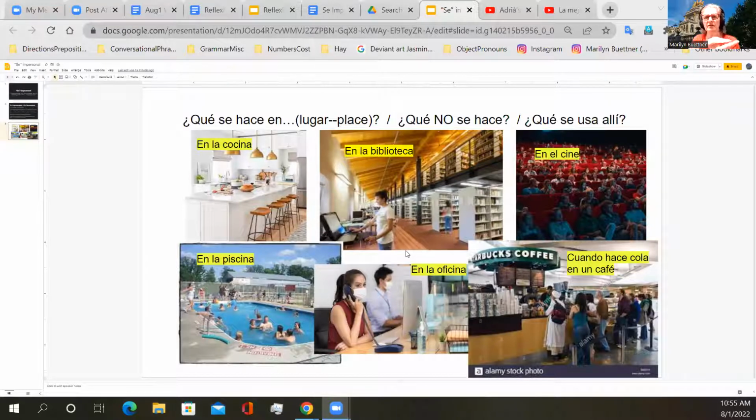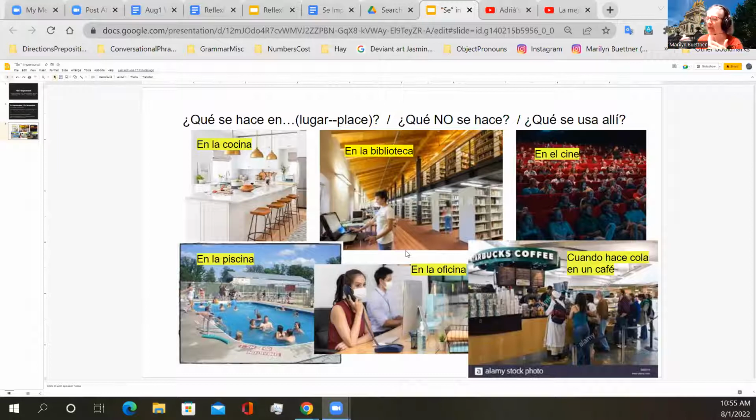Clase. ¿Se copian documentos en la biblioteca? A veces, sometimes. Sí, ok. Clase, ¿se estudia en la biblioteca? Okay. Se estudia. And that does not mean to study yourself. It's not reflexive. It's one studies at the library. Se estudia en la biblioteca. Perfecto. Sí, se estudia en la biblioteca.